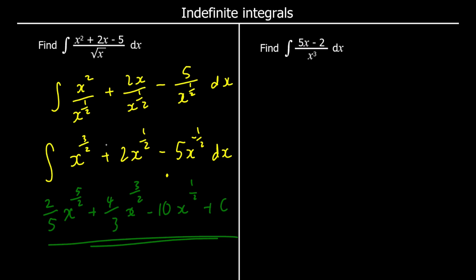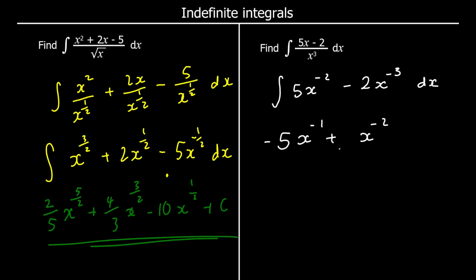One for you to try. Give it a go. So divide both terms by x cubed first before we start. So that'd be 5x to the power of -2 minus 2x to the power of -3. Then we add 1 to the power and divide by the new power for both of the terms and plus c on the end.